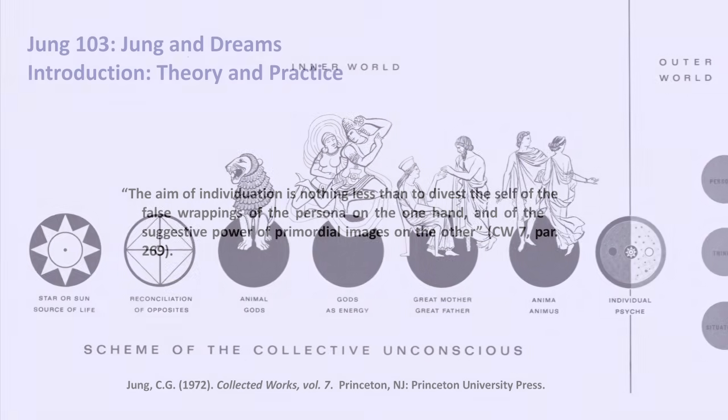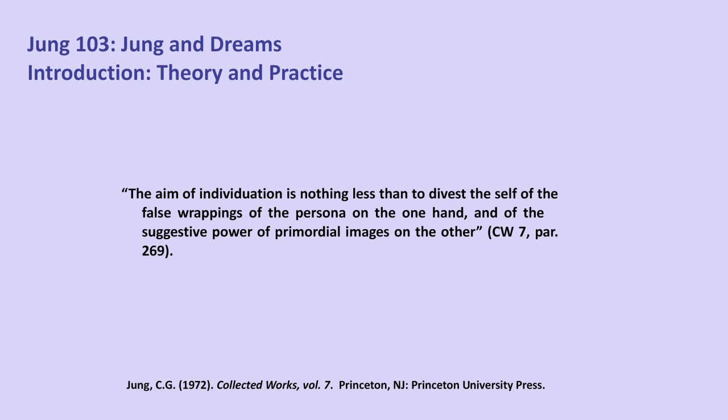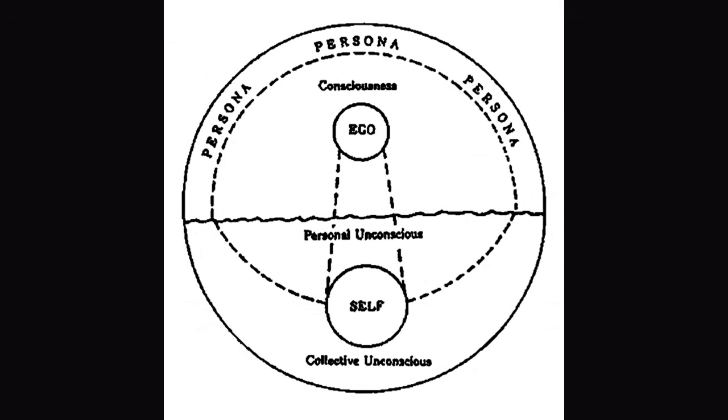So when Jung says that the aim of individuation is nothing less than to divest the self of the false wrappings of the persona on the one hand, and of the suggestive power of primordial images on the other, he is saying that the aim of individuation is to learn how to negotiate these two realms in a way that is healthy, that is life-affirming, and that is generative.